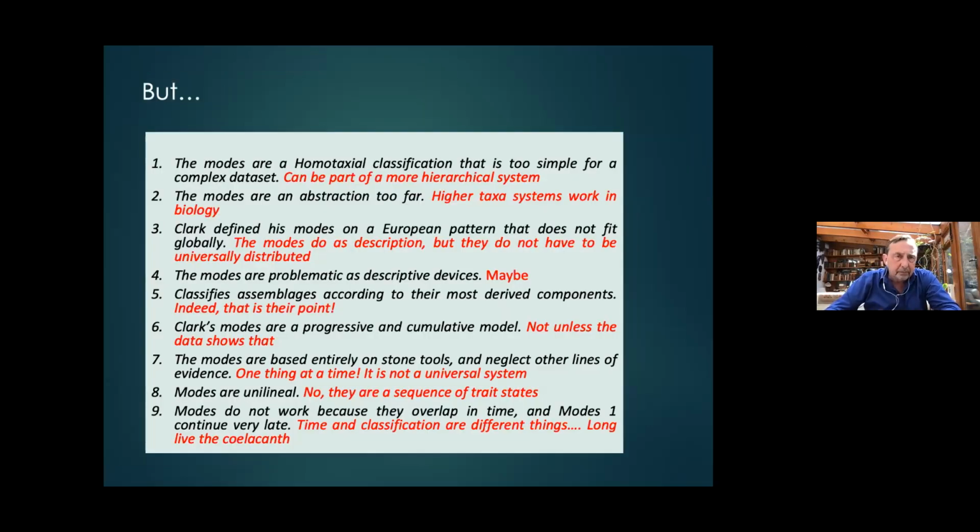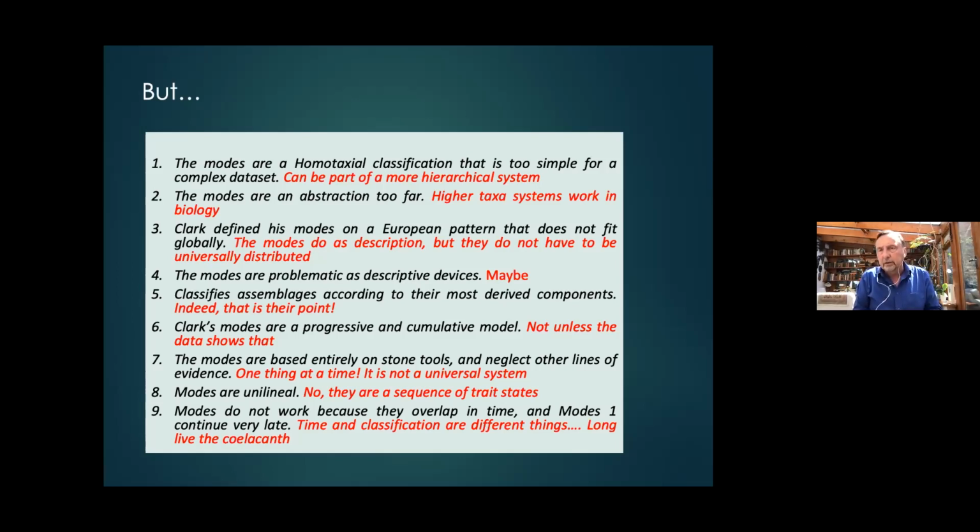And I think most of the criticisms about modes can be answered, and the one I would really emphasize here in particular is that the whole point about modes is they are based on the most derived components. If we're talking phylogenetic terms, it's the apomorphies that provide the information. All assemblages will have mode 1 in them, but if they have mode 2, that's telling you something very different. And the other thing is that, of course, the modes are nothing to do with time.